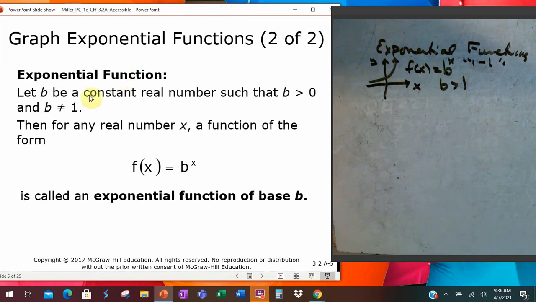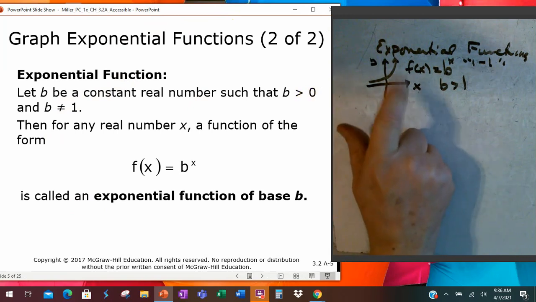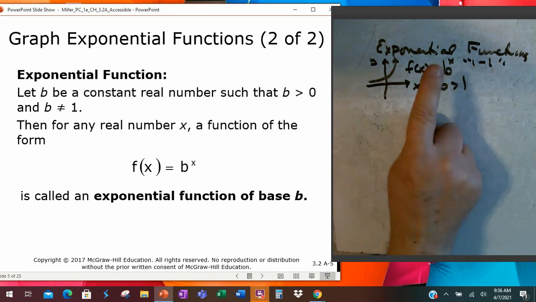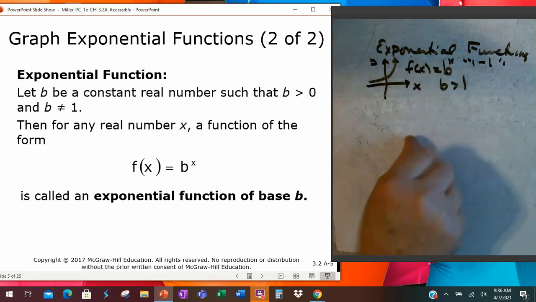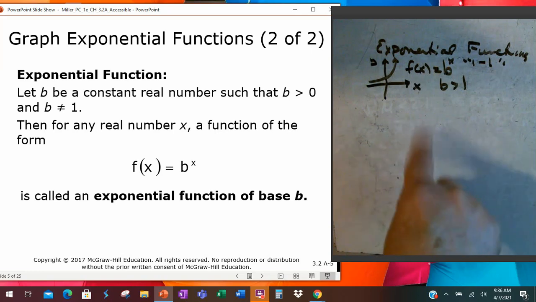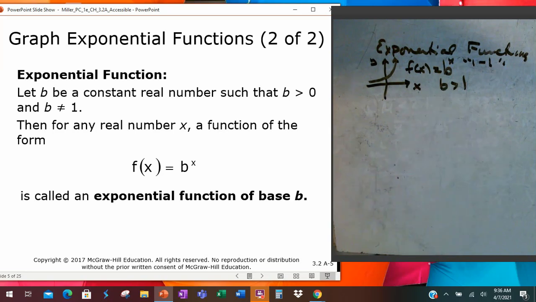So the exponential function: let b be a constant real number such that b is greater than 0. You can't have a negative number raised to a power, because it bounces all over the place. If it's an even exponent, then it would be a positive number, and if it's an odd exponent, then it would be a negative number, so this thing would be toggling all the way through. And so we just restrict it. All we're talking about is b greater than 0.